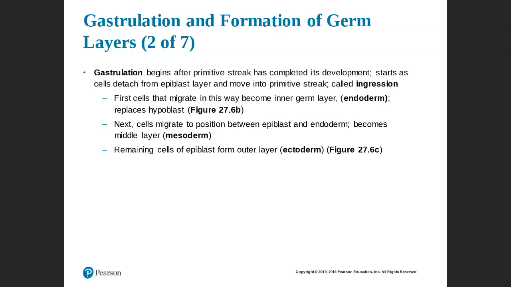Remember, the connective tissues of the body are the most diverse of all the tissues, and they're the most numerous. This includes your bones, your muscle, your connective tissues, your collagen, blood. Those are all considered connective tissues. And the remaining cells of the epiblast form the outer layer, or the ectoderm.